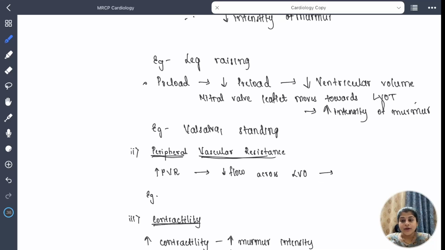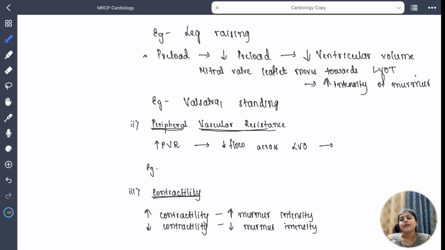Now, second, peripheral vascular resistance. What happens whenever there is peripheral vascular resistance? So, the heart has to pump with too much work, right? You can just remember if the peripheral vascular resistance increases, the flow across the left ventricular outflow reduces. There is reduced flow and automatically there is decreased intensity of murmur.